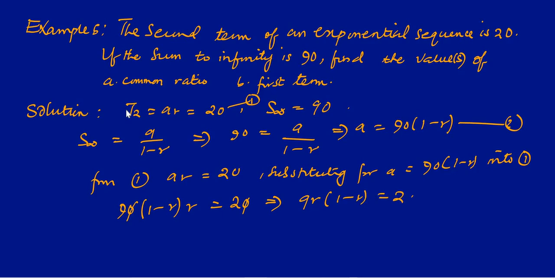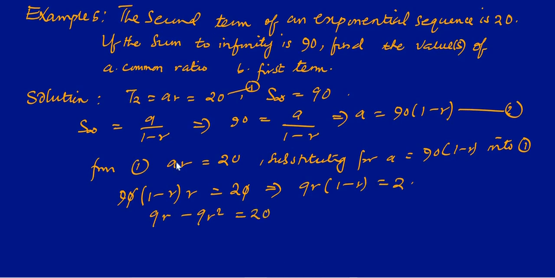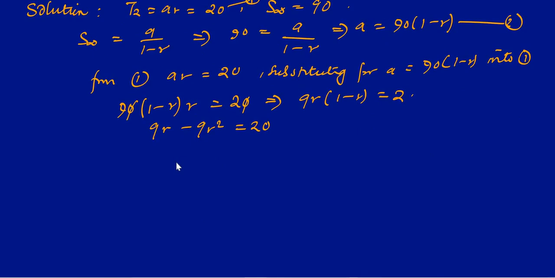So if you open the bracket, you are going to have 9R minus 9R squared is equal to 2, sorry. So arranging it, we have minus 9R squared plus 9R minus 2 equal to 0. So when you have this, you're going to have that 9R squared minus 9R plus 2 is equal to 0.